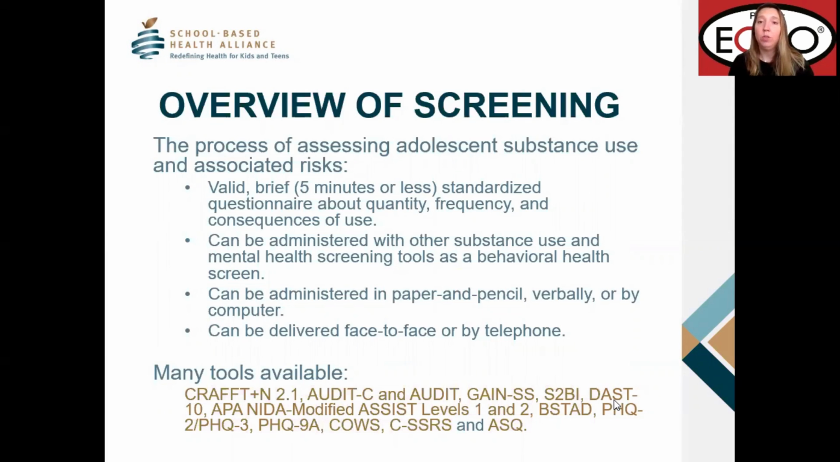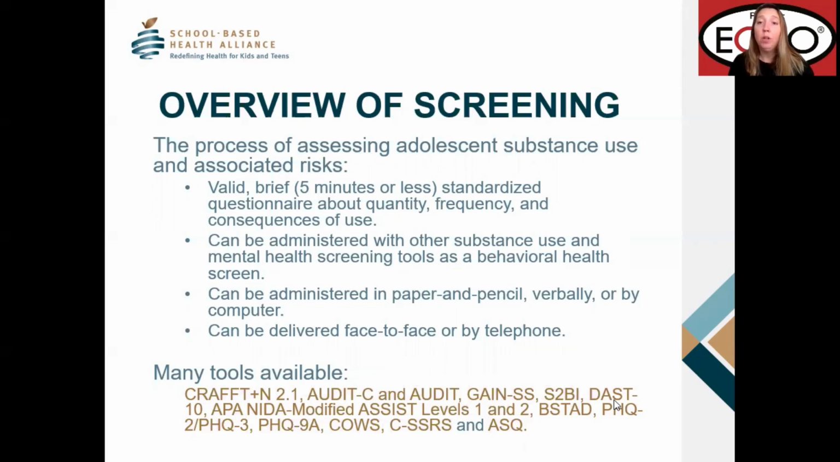Most validated screening tools are brief and can be administered in less than 5 minutes. Screening tools that assess substance use can be used alone or in combination with mental health screening tools. When used together as a behavioral health screen, the time to administer can range anywhere from 5 to 20 minutes. It's important to know whether the screening tool you have selected has been validated for the specific age group you're working with, as well as for the mode of delivery, either verbally or virtually on a computer, in which you plan to administer it.